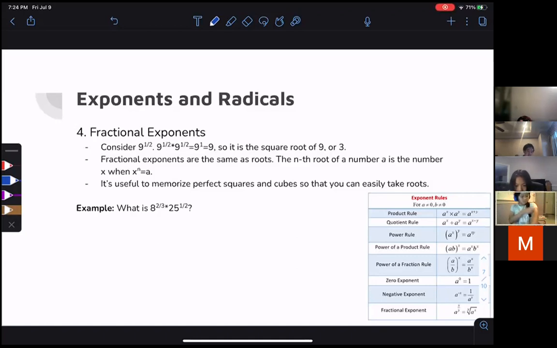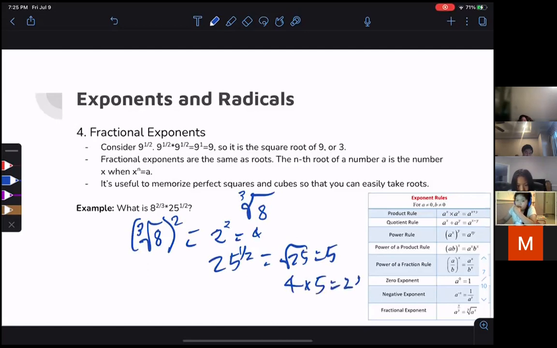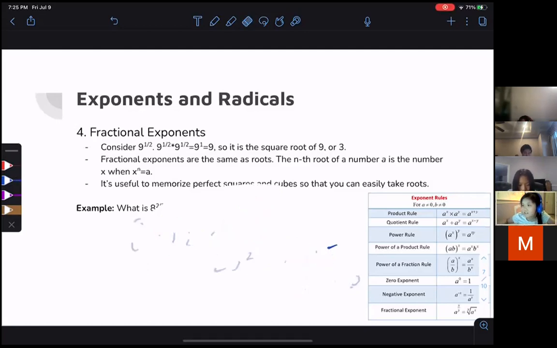Yeah, I think this is not very difficult at all. I think the hardest part is maybe this 2/3. It's not just a simple root, but it's just cube root of 8 squared, which is equal to 2 squared, which is equal to 4. 25 to the 1/2 is root 25. That's 5. 4 times 5 is 20. Yeah, and that's all there is to this, really.